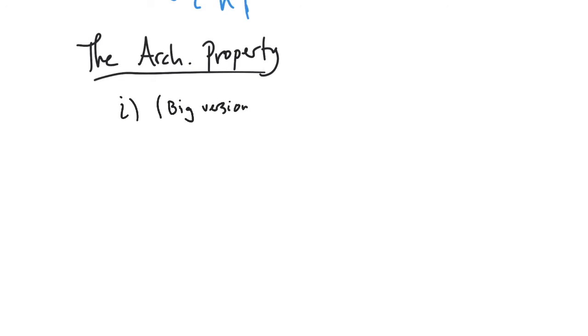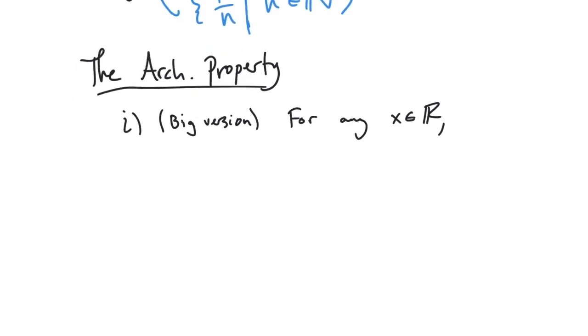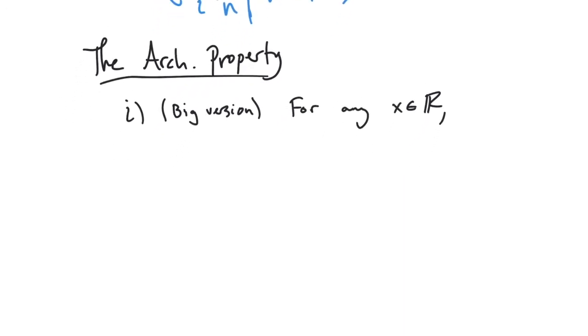The big version says that for any real number x, basically, I'm saying here, no matter how far down the real line you go, if you go out to the right, no matter how big your number is, there's always going to be some natural number that's bigger than any given real number. For any x in R, there exists n in the natural numbers such that n is greater than x. All right? No matter how far down the real number line, there are still some natural numbers bigger than any given real number.